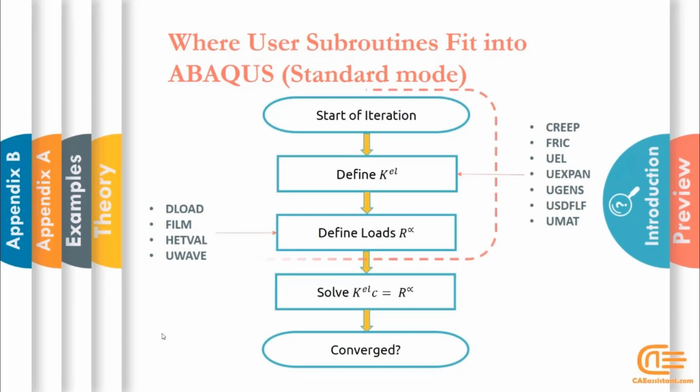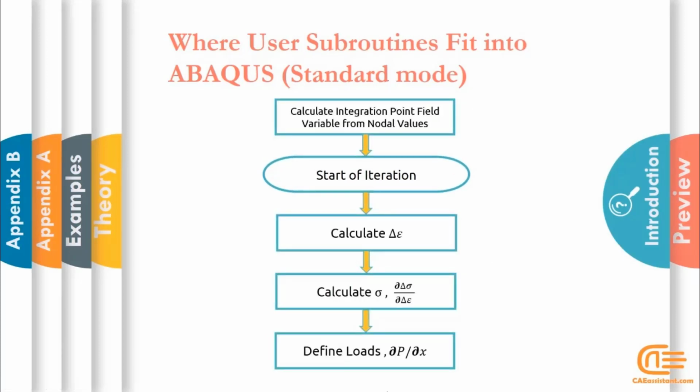Well, let's take a closer look at the main part, I mean the calculation of the stiffness matrix. As mentioned, after the starting of an iteration, the stiffness matrix is calculated. If we want to be more precise, after calculating the integration point field variable, first delta epsilon is calculated, then the consistent Jacobian and stress are calculated. Finally, loads are defined by calculating the partial derivatives of P with respect to X.